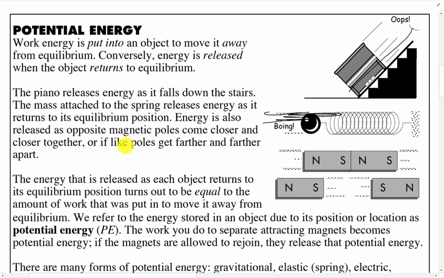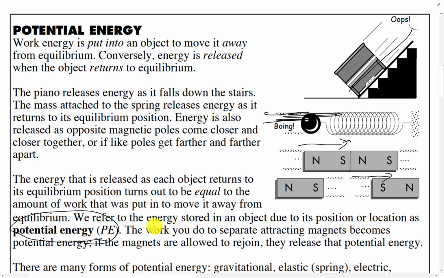And the energy is released in opposite magnet poles: opposite ones slam together because they're attracted, and these fly apart when they're released. So it's releasing the energy. The energy is released as each object returns to its equilibrium position. And the amount of energy that is released is equal to how much work was put into it to move it away from that equilibrium. We refer to that energy stored in an object due to its position or location as potential energy.